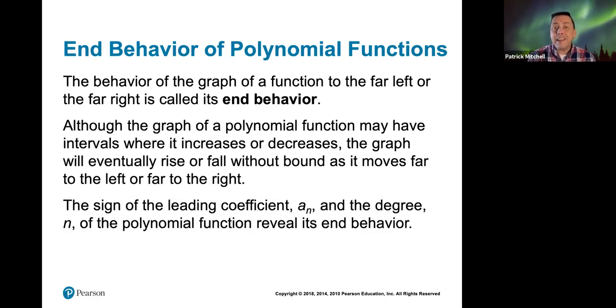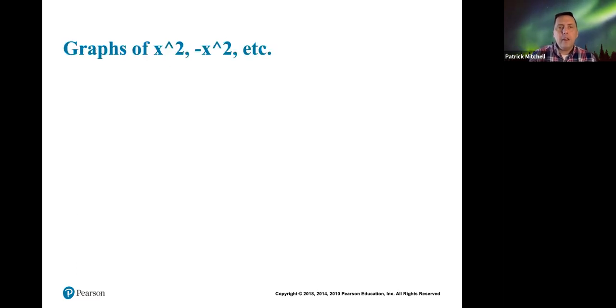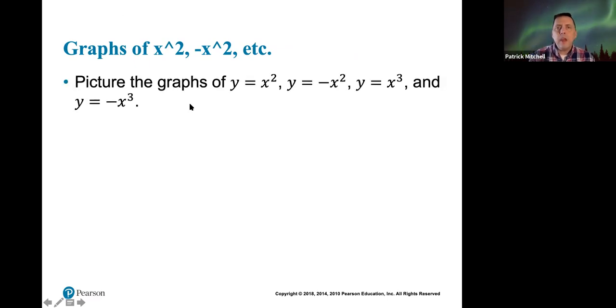The sign of the leading coefficient, it turns out, and the degree of the polynomial function reveal its end behavior. So here's how I like to explain this. Picture the graphs of x squared. Sorry, I've got a box in my way here. I'm going to try to move. There we go. Picture the graphs of y equals x squared, y equals negative x squared, y equals x cubed, and y equals negative x cubed.